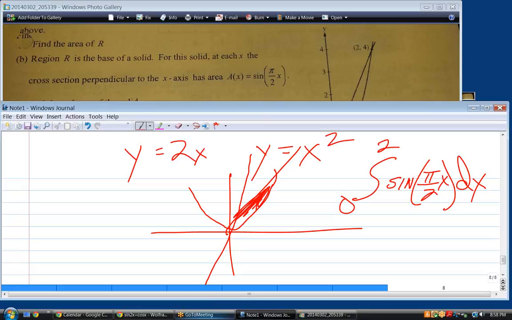And then the antiderivative of that would be negative cosine of pi over 2 x, over pi over 2. Integrate that from 0 to 2, all right. Sounds good.